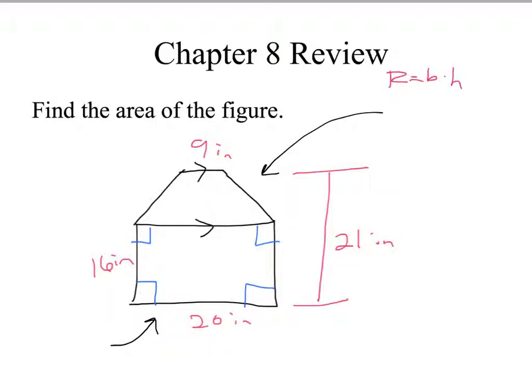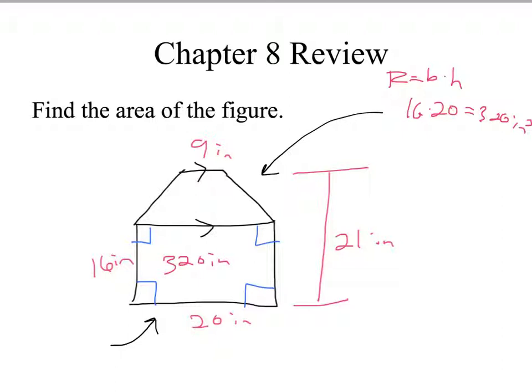Well, we know that the height is 16 inches, and we just take that and multiply it by 20, and we get 16 times 20, which is 320 inches squared. Remember, area is always inches squared because we take inches times inches. So very easy, the rectangle is 320 inches squared.